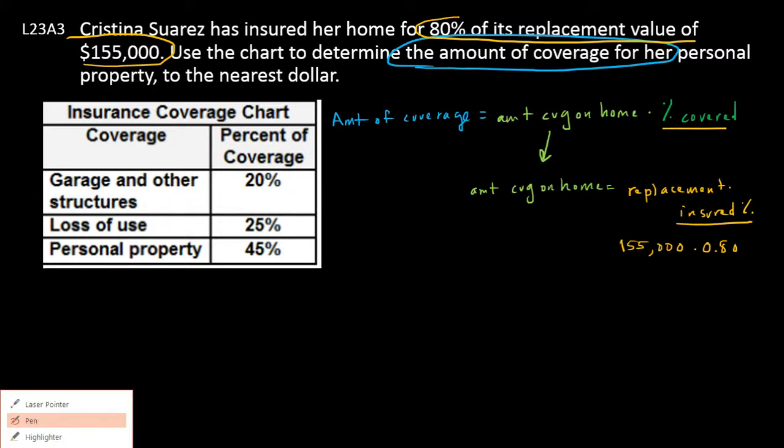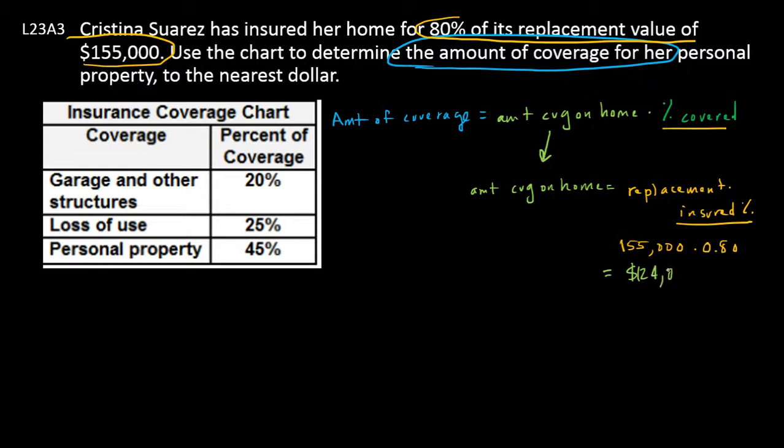So the amount of coverage on her home comes to $124,000. So her home has a replacement value of $155,000, and she has insured it for 80%, which is $124,000. Okay, so this is a number that I can plug into this equation, and now I just need to determine percent covered. That's when I turn to my insurance coverage chart.